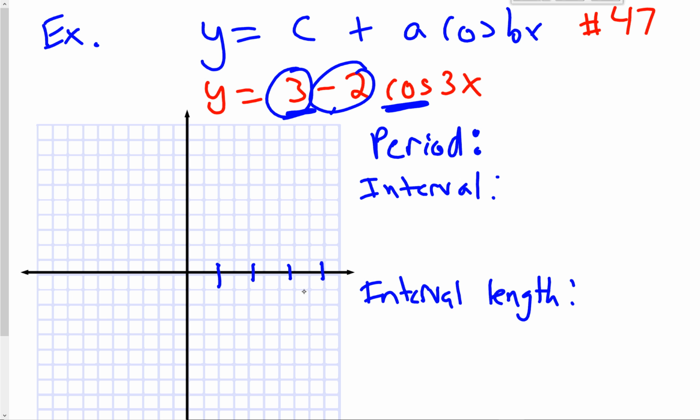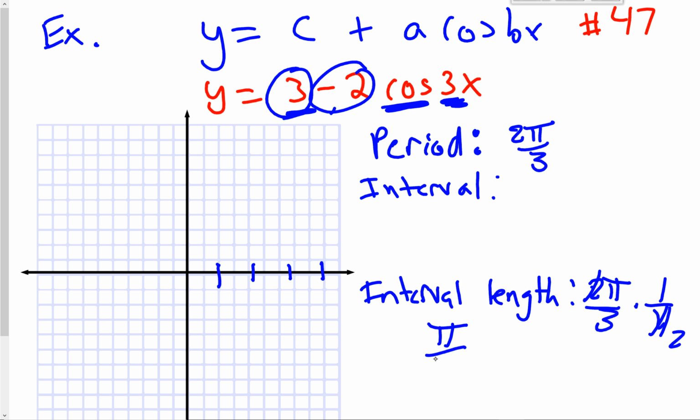Okay, and our period is dividing by our B. Our B is just right there, 3, so it's 2 pi thirds again. So that means this is 2 pi over 3 times 1/4. The 2's are going to cancel with the 4, so we get pi sixth. So there's our interval length.